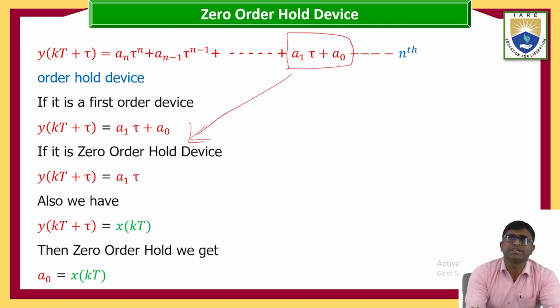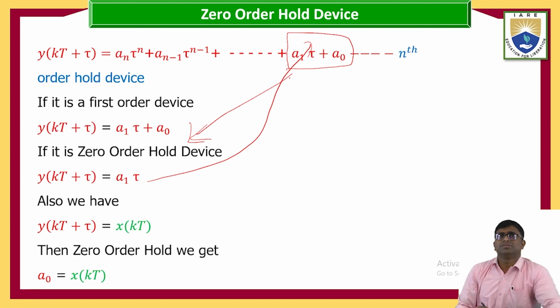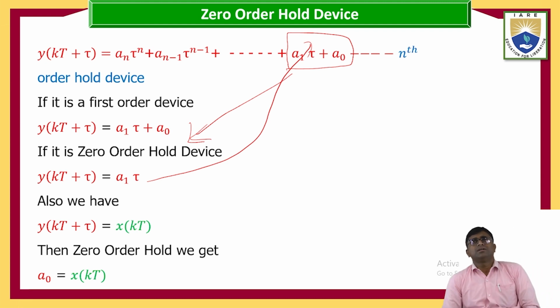Up to first order, A1 with tau, where this tau power is 1. Tau power is 0. So the next one is the zero order hold, which is nothing but only this part. So in the nth order hold device, we see the first order hold device equation and the zero order hold device equation.